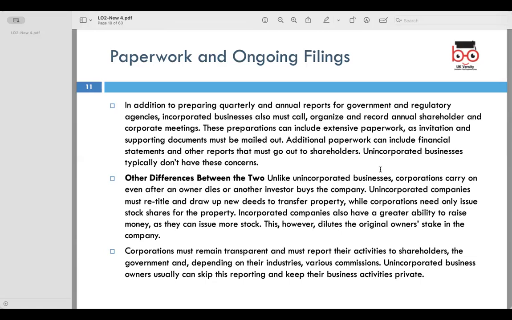Corporations, on the other hand, keep going even after an owner dies or when another investor buys the company. Companies that are not incorporated have to retitle and write new deeds in order to move property. Corporations must be open about what they do and report to shareholders, the government, and, based on the industry, different commissions. People who own businesses that are not incorporated usually don't have to do this reporting, so they can keep their business actions secret.